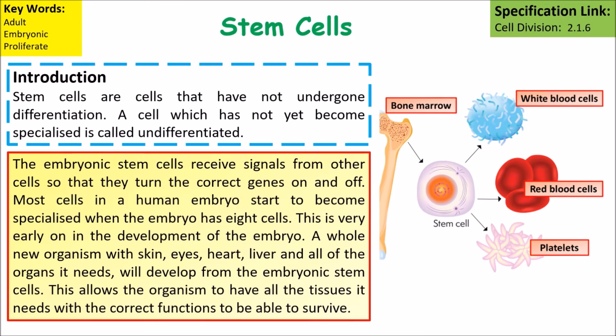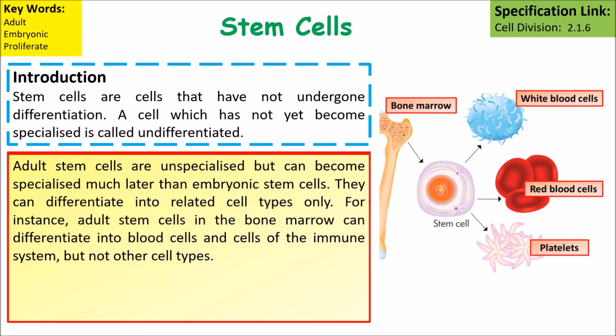The embryonic stem cells receive signals from other cells that tell them to turn the correct genes on and off. So most cells in a human embryo start off and become specialized into 8 types of cells. So this is very early on in development of the embryo. A whole new organism with skin, eyes, heart, liver and all the organs it needs will develop from the embryonic stem cells. This allows the organism to have all the tissue it needs with the correct functions to be able to survive.